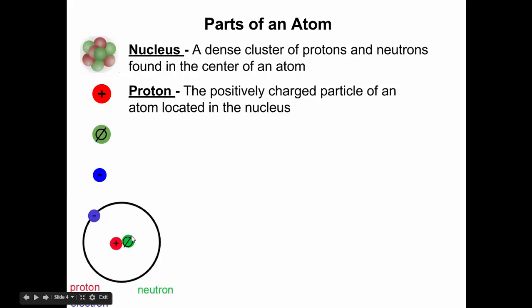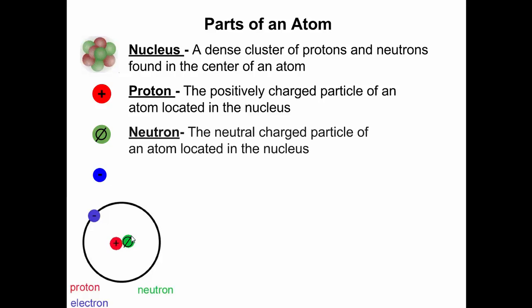Our protons are the positively charged particle of an atom located in the nucleus. So they have a positive charge. If you think proton, you think of the P. That'll help you remember that it's a positive charge. A neutron is the neutral charged particle of an atom located in the nucleus. Or you could say that it's a no charge. It's neither positive nor negative. So you can remember the N for neutron, neutron neutral, or neutron no charge, whichever helps you.